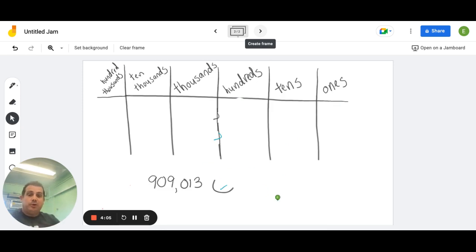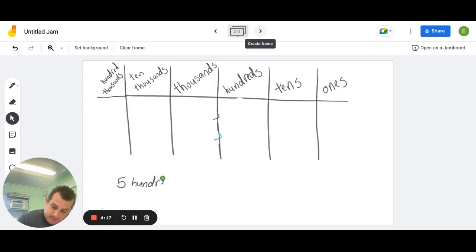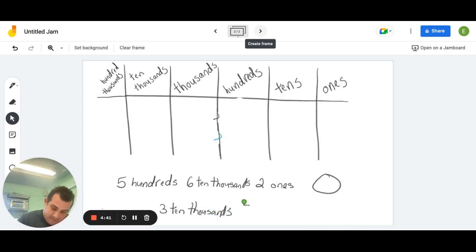Now, I want you to look at this. You may have a problem written here in unit form. So if I have 500s, 6 10,000s, 2 ones, okay? And we want to know, is that greater than or equal to or less than? I'm going to go down here, 3 10,000s, 500s, and 1 1. Okay? What are we going to do?